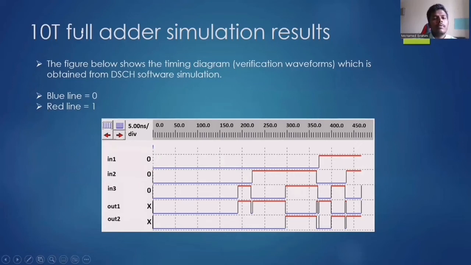Okay, so first, the 10 transistor full adder simulation result. The figure below shows the waveform of the output for the 10 transistor circuit diagram. The blue line shows the number 0, and the red line shows the input going higher, which is 1, and these values are validated with the basic full adder truth table. If it is valid and correct, I mean, it has correct outputs at the same time.